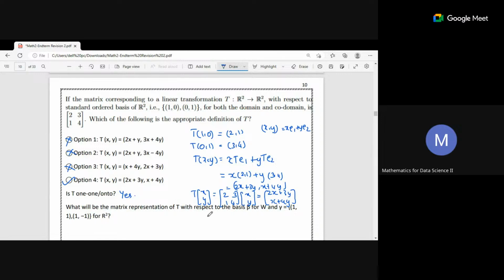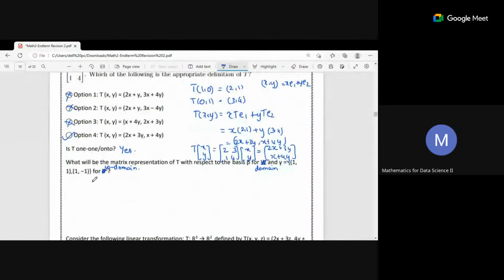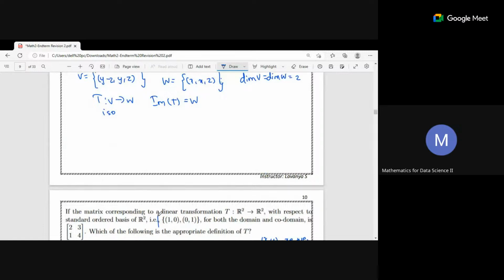What will be the matrix of T with respect to basis beta for W and gamma for R2? What is W here? Maybe for domain, they mean domain and codomain. Okay. So let us do this. How do you do this? Let us say that this is your beta.